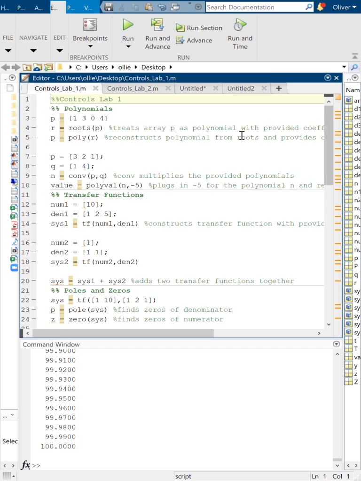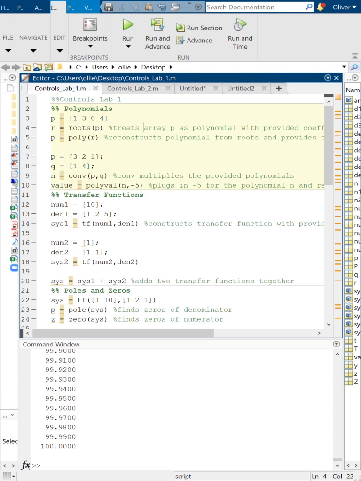Okay, let's get started with the first lab. We'll begin with making polynomials in the frequency domain. As a refresher, control systems often use the frequency domain with the variable s instead of the time domain, so s will have units of radians per second.